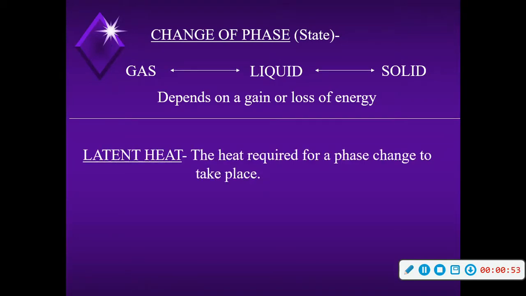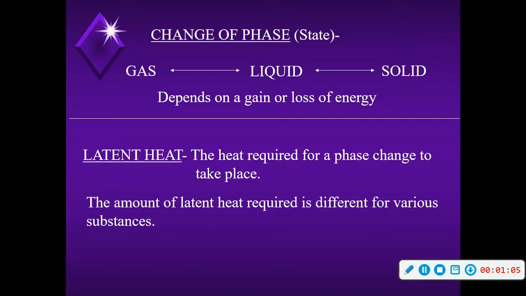Now, latent heat is the heat required for a phase change to take place. So obviously for different substances, this is going to vary a little bit. Some will actually boil pretty easily, and some will not. The amount of heat required for different substances varies. So as I mentioned, different substances will have different melting and freezing points, as an example, or boiling points in that matter. Heat is measured in joules or calories.